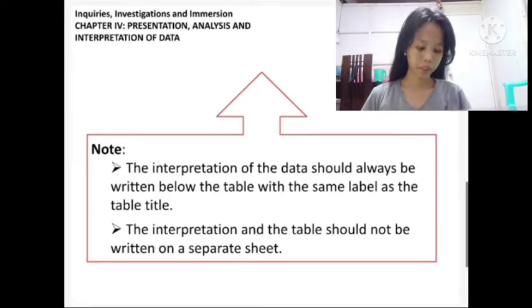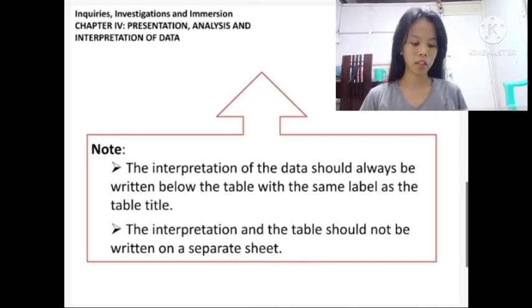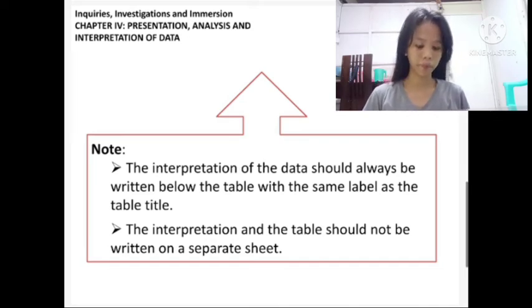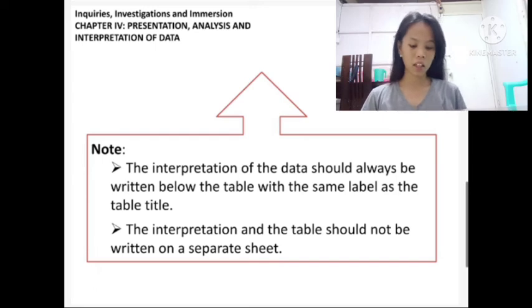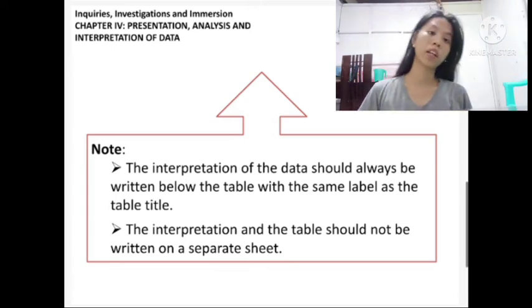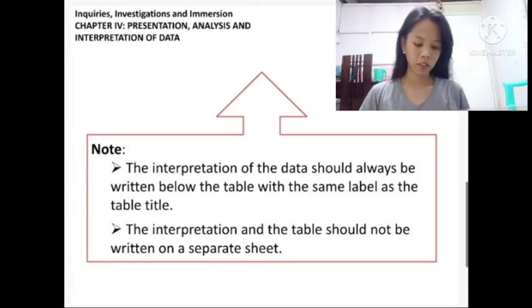Note: the interpretations of the data should always be written below the table with the same label as the table title. The interpretation is always below the table and should not go above the table. Next, the interpretations of the table should not be written on a separate sheet. As much as possible, write or type them on the same sheet of paper so that the reader can understand the table.